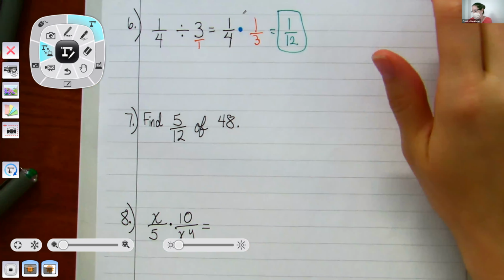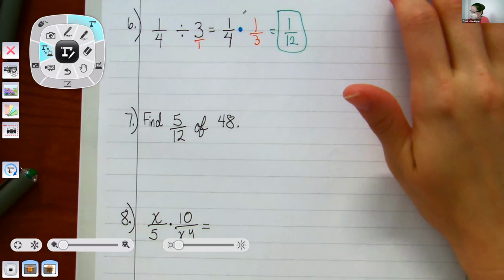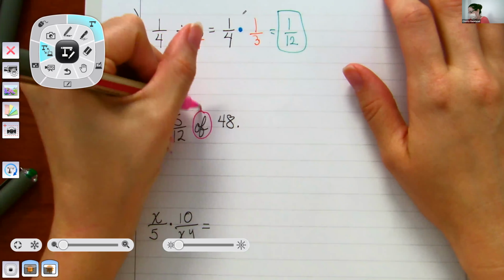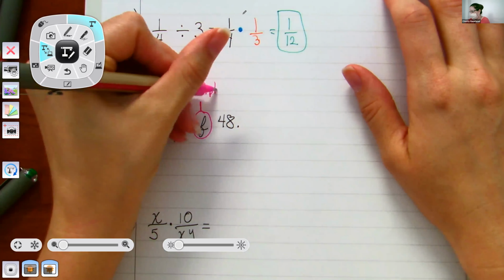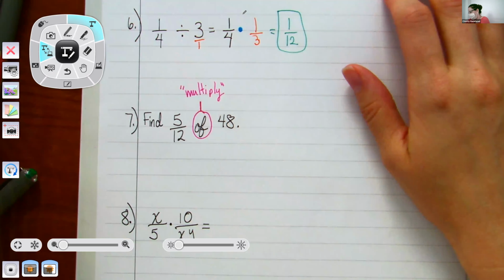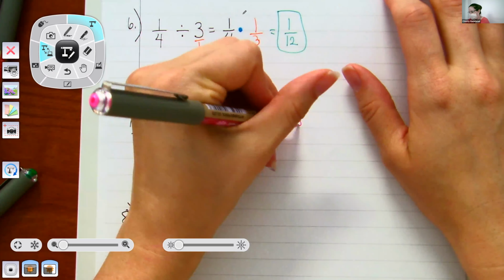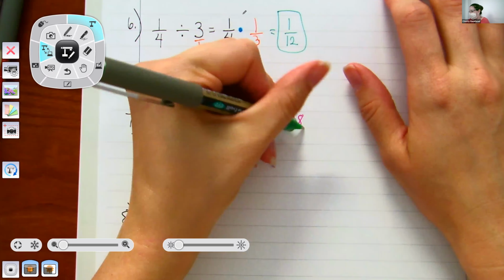Number 7 says find 5/12 of 48. So of always means multiply. So we want to do 5/12 times 48. And 48 is the same thing as 48 over 1.